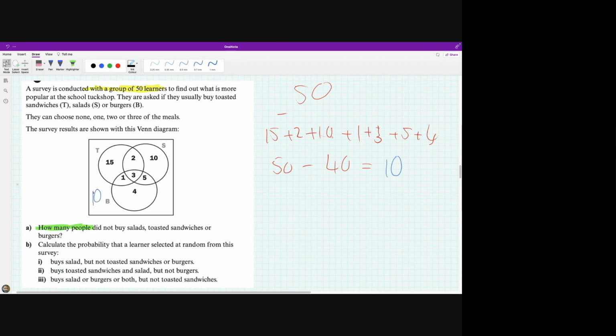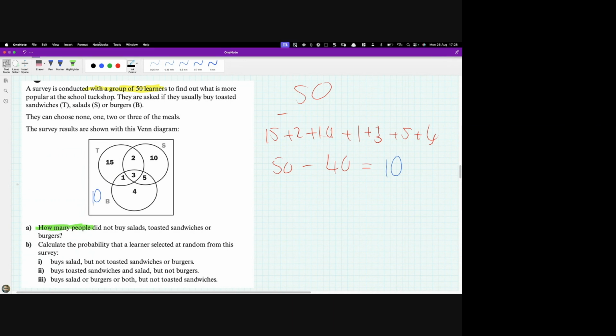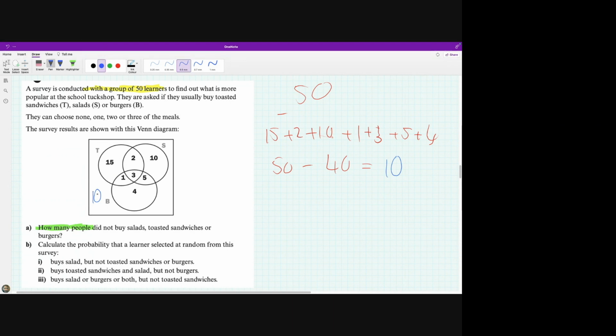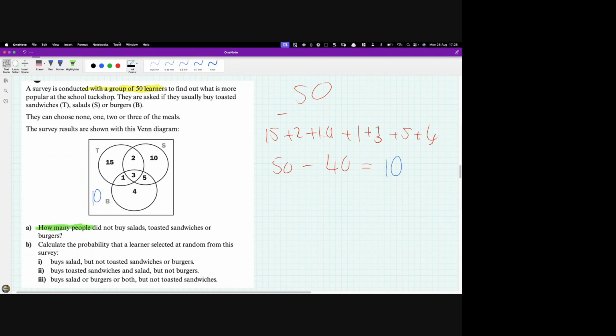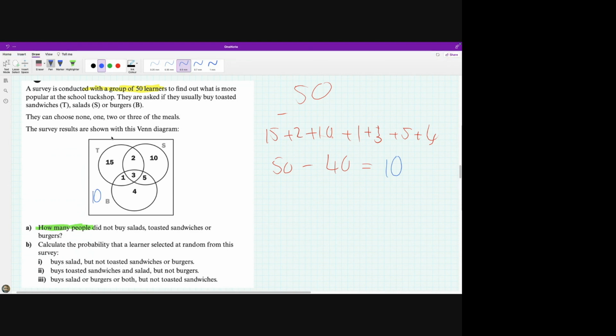Gavin agrees. Everybody else, thumbs up or thumbs down if you understand how I got those 10. Okay, everyone's with me. All right, let's have you do these 3 questions. I'm going to call them number 1, number 2, number 3, and I want you to read them and try to answer them using the Venn diagram that is on the screen here.